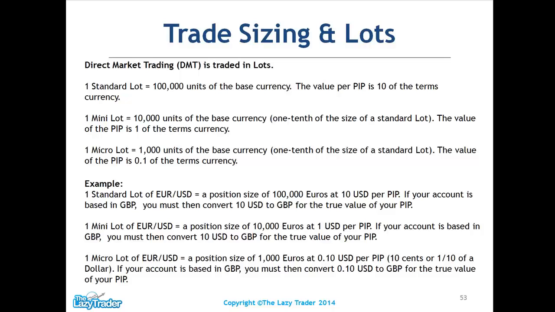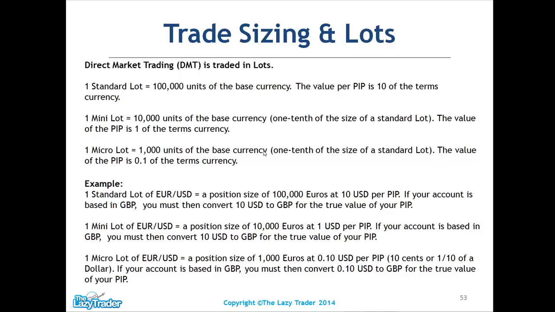Now, not everybody's account can handle that type of pip value. $10 a pip might be too much for your account to handle. So you might want to go down to a mini lot. A mini lot is 10,000 units of the base currency, or 1/10 of the standard lot. The value of the pip is therefore 1/10 as well. You're still trading a lot size of the base currency, and your pip is still valued in the terms currency, or the quote of the pair. So it'd be 1/10 of the size, which would be $1 of the terms currency.